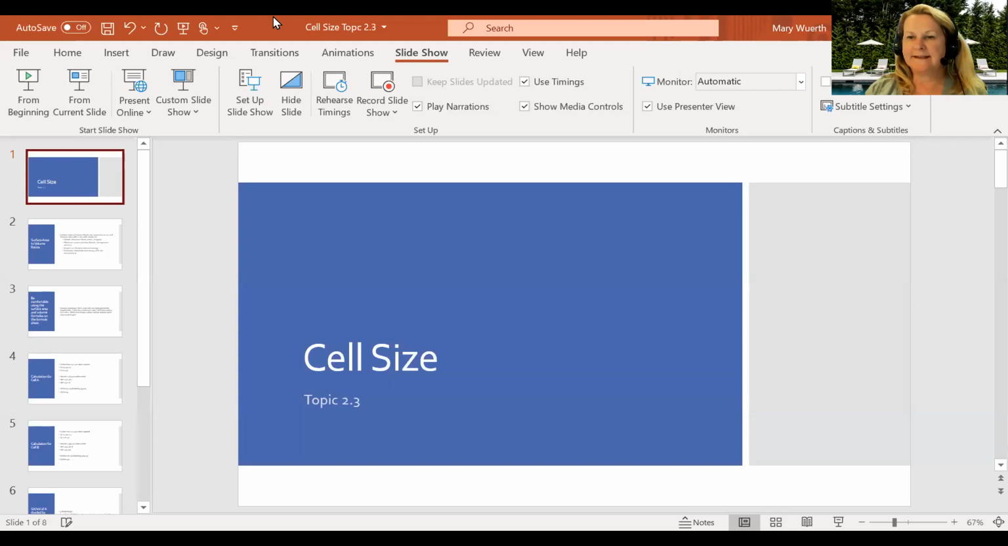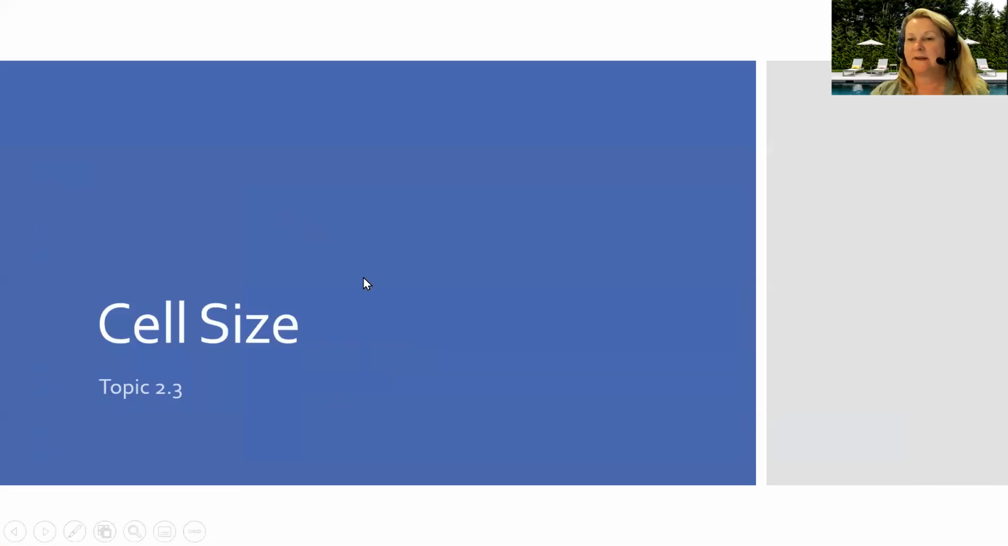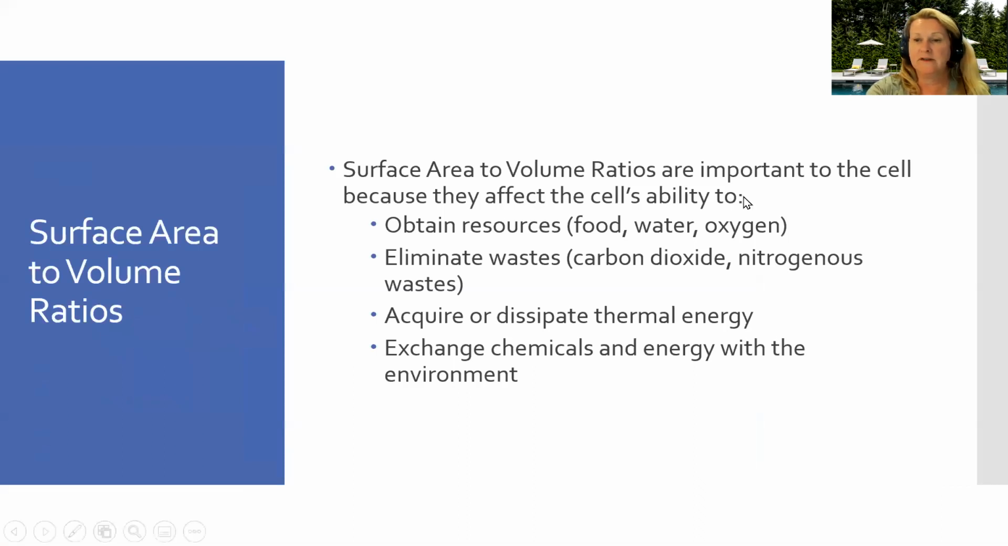Hi, everyone. Today we're going to talk about the importance of cell size and more specifically, something called the surface area to volume ratio. Now, first of all, do not worry about memorizing the equations for surface area or for volume. They're all on the AP Bio formula sheet, but you do need to know how to use them and feel comfortable using them.